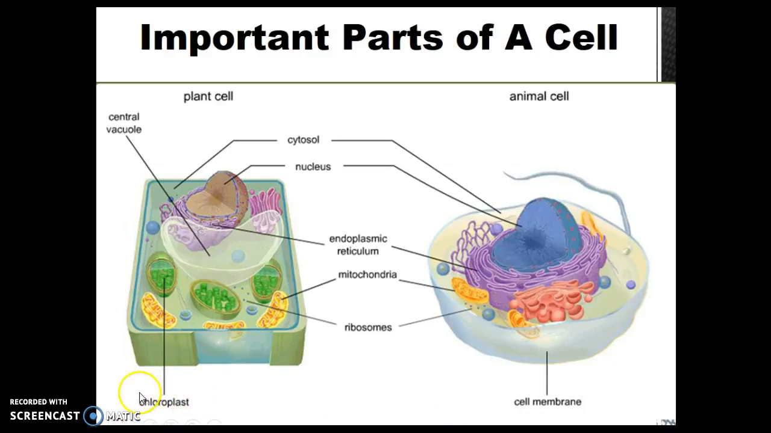Chloroplast, only found in plant cells. That is going to be used in the process of photosynthesis. And then the central vacuole, that is storing water within the plant cell. One that is not on here is lysosomes. We talked about this earlier in the video. Lysosomes are going to be a waste product system. So here's the lysosomes, these big blue things right here. They're going to be processing waste materials and getting rid of them in the cell.